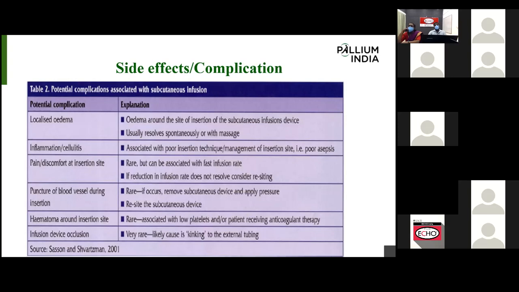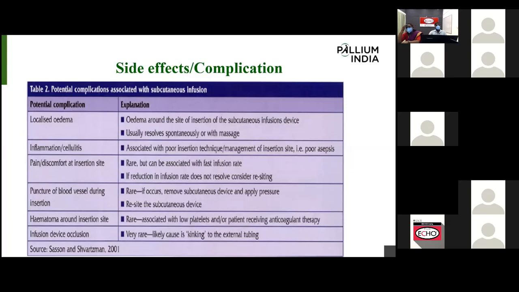Then if the patient has pain or discomfort at the insertion site, mainly it is also rare. Already we told the rate of infusion and rate of injection. Bolus injection or infusion is 1 ml per minute or 20 drops per minute. If the rate is increased, much more volume of fluid is introduced into the subcutaneous tissue at a time. In such a condition, the patient will feel pain or discomfort at the insertion site. We need to reduce the infusion rate. It will resolve the problem.